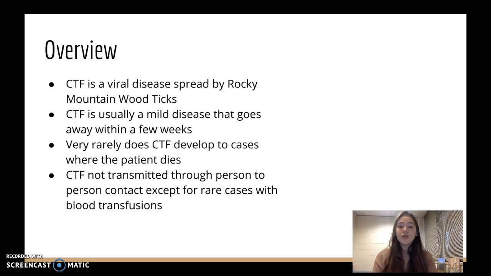A short overview of Colorado tick fever, or CTF, is that CTF is a viral disease spread by Rocky Mountain wood ticks. It is usually a mild disease that goes away within a week or two. It's very rare for a case to develop where the patient dies or has severe symptoms. CTF is not transmitted through person-to-person contact except for rare cases with blood transfusions, and there's only been one documented case where somebody contracted CTF through a blood transfusion.